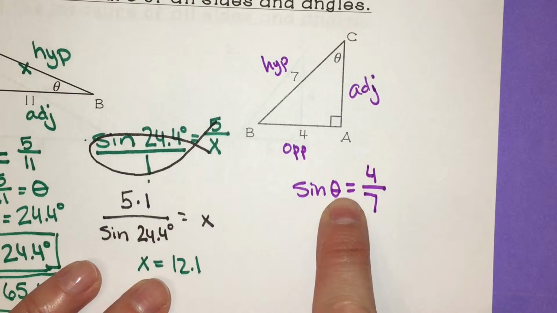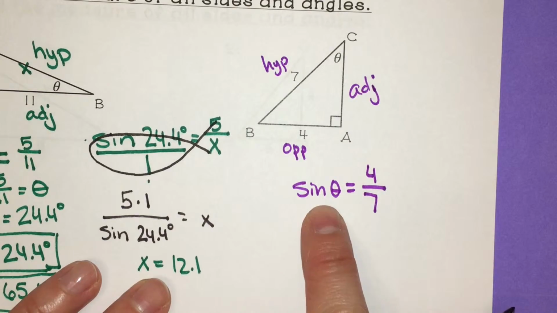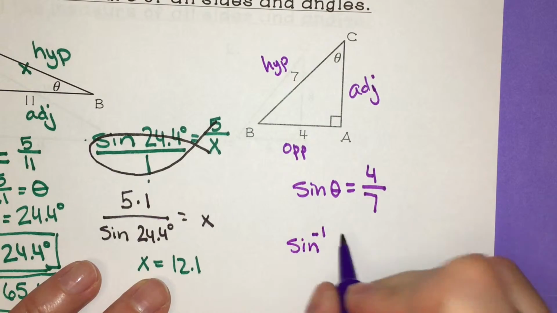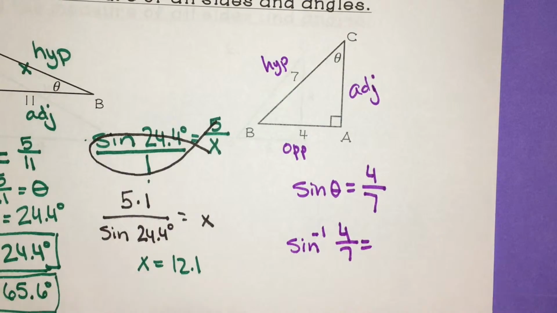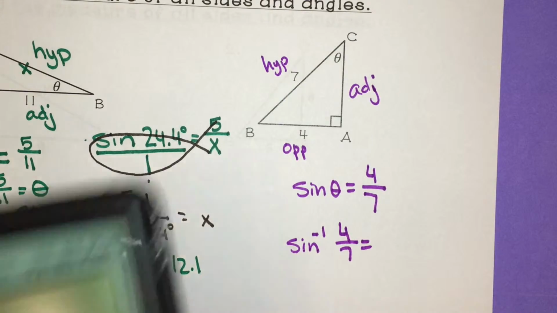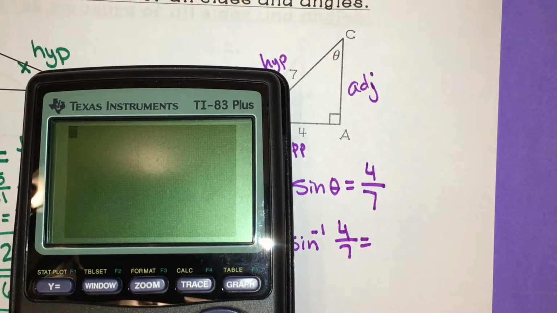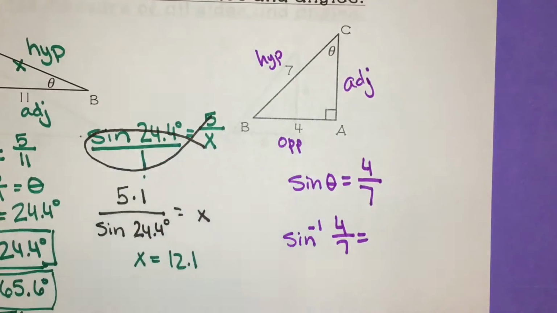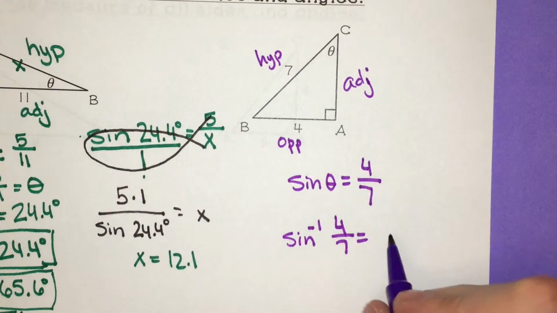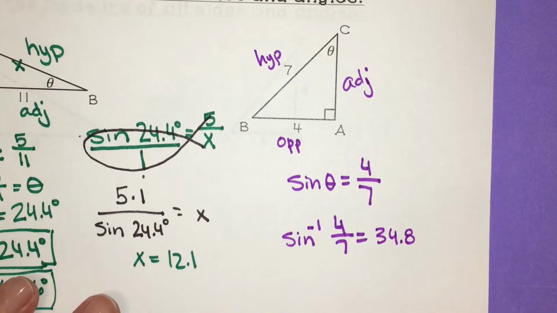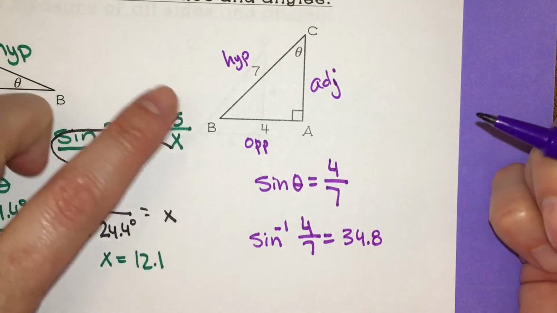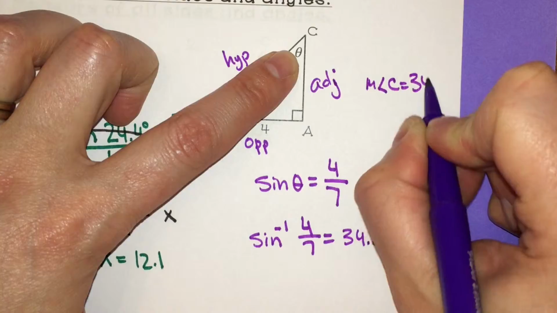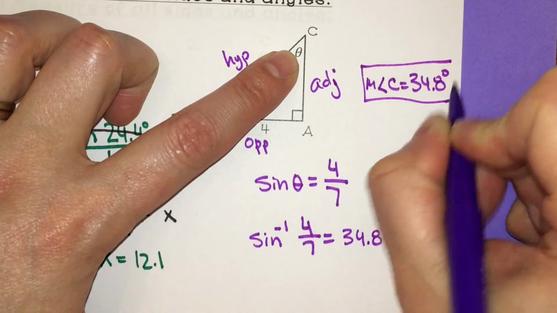Okay, but because I need to find theta, I need to find the inverse sine. So sine to the power of -1, or inverse sine of 4/7 will give me the measurement of angle theta. So again, I'm going to use my calculator. So inverse sine of 4 divided by 7 is 34.8. Okay, and so that is angle C. So the measurement of angle C is equal to 34.8 degrees.